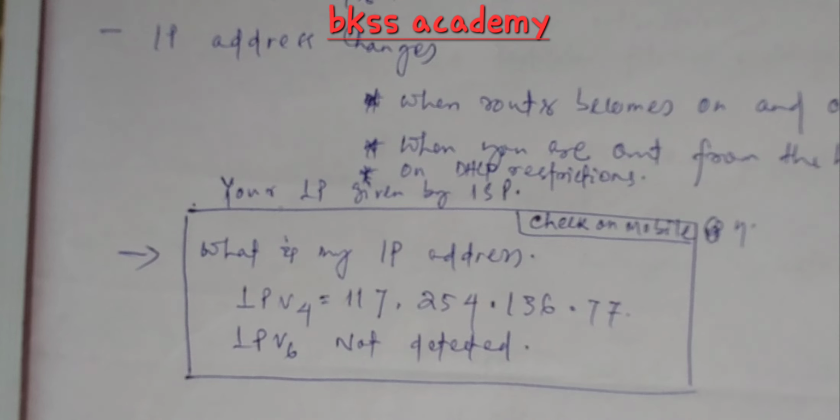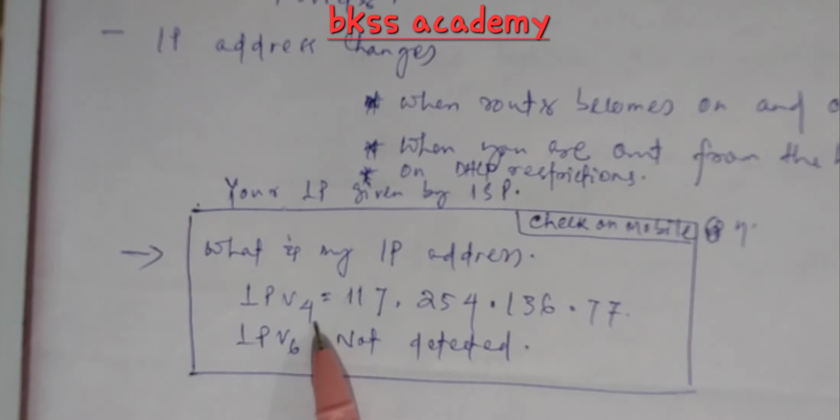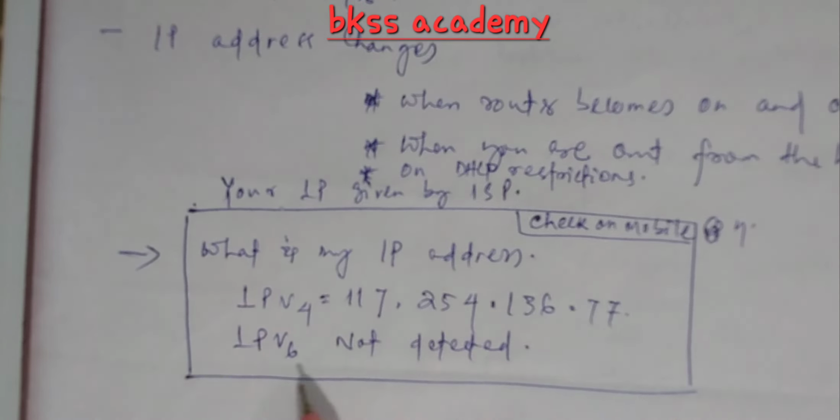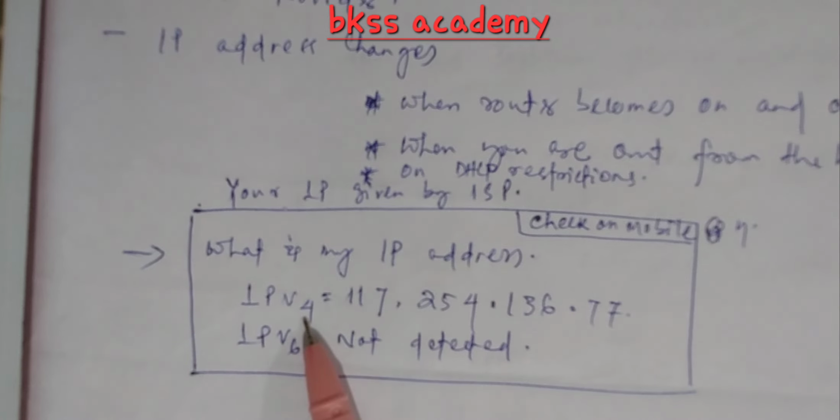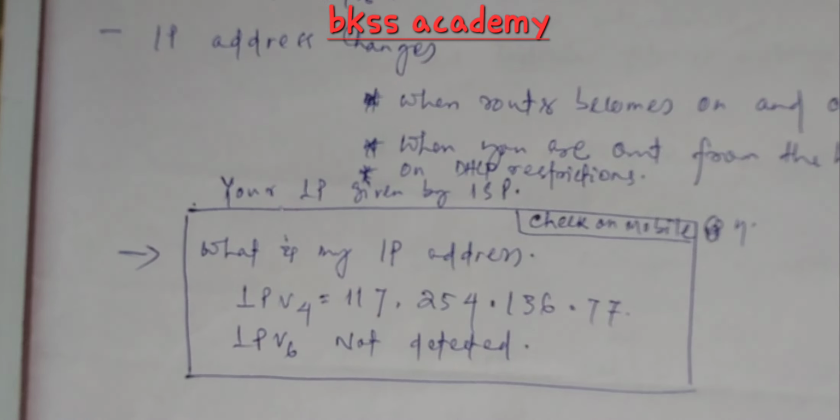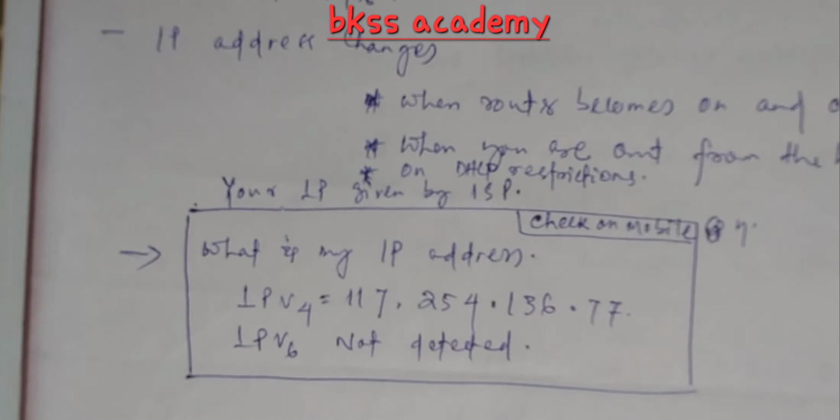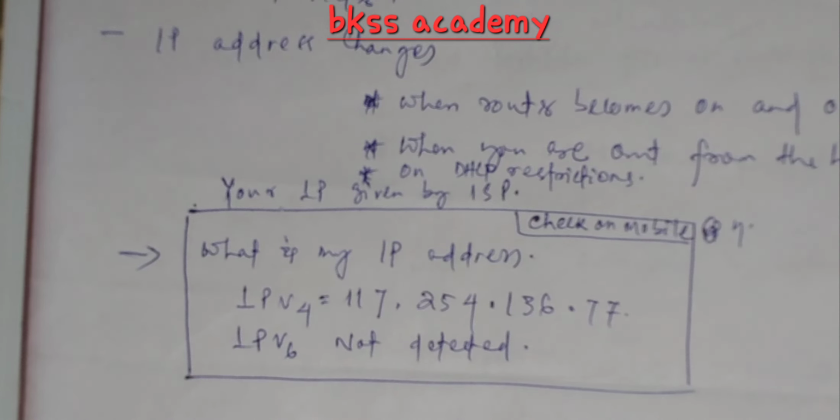What is your IP address? Check your mobile and see what your IP address is. It will be shown like this: IPv4 is shown like this, and IPv6 is not detected. That means IPv6 is not implemented till now. An IPv4 address will be displayed on your mobile when you check its IP address. Thank you.